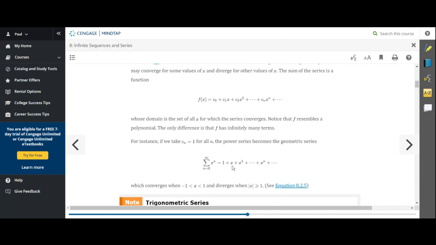If you take the second term, x, and divide it by the first term, 1, x divided by 1 is x. x squared, the third term, divided by the second term, x, is x. The common ratio is x. This geometric power series converges when the absolute value of the common ratio, the absolute value of x, is less than 1. That means the series converges when x is between -1 and 1, and it diverges when the absolute value of x is greater than or equal to 1.